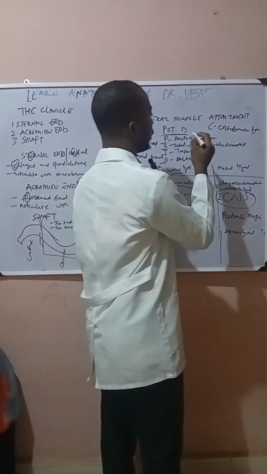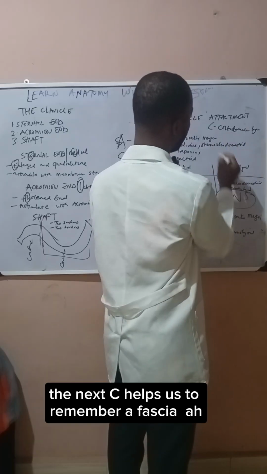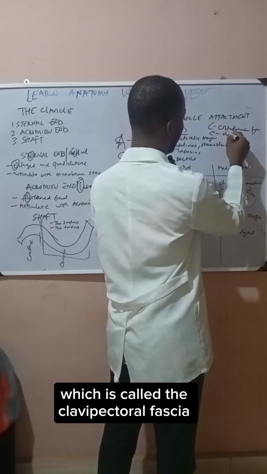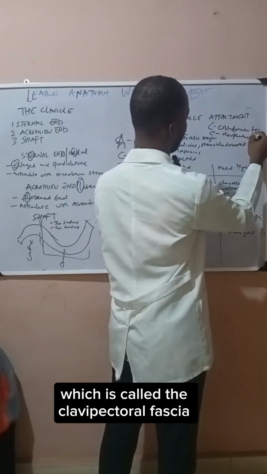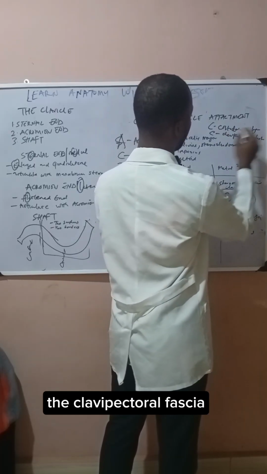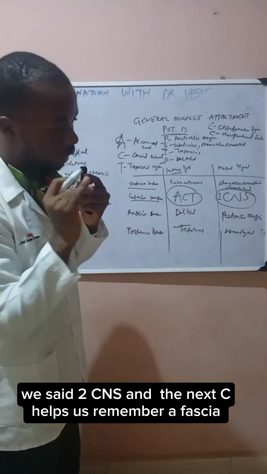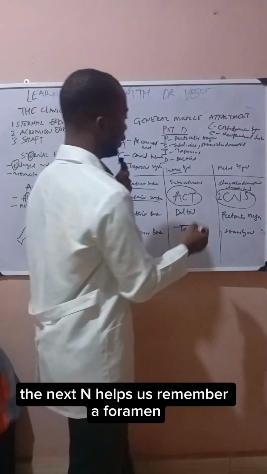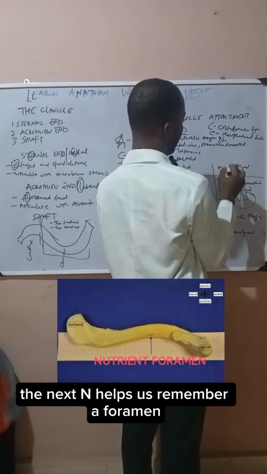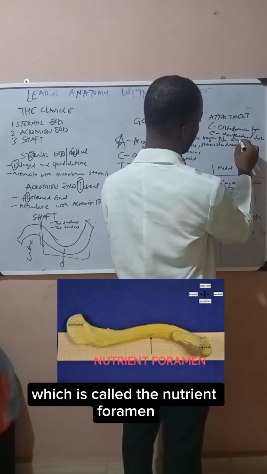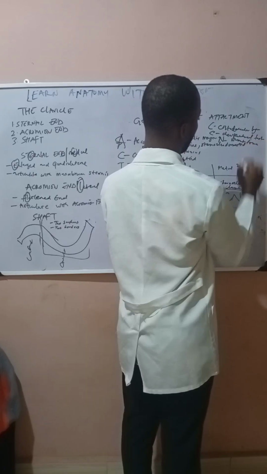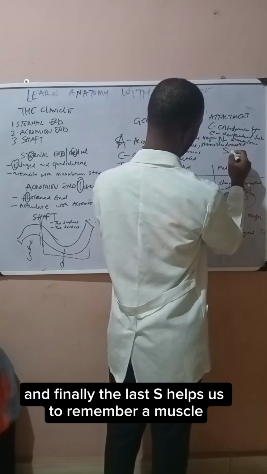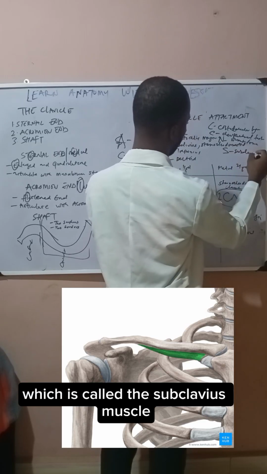The next C helps us to remember a fascia, which is called the clavipectoral fascia. The next N helps us to remember a foramen, which is called the nutrient foramen. And finally, the last S helps us to remember a muscle, which is called the subclavius muscle.